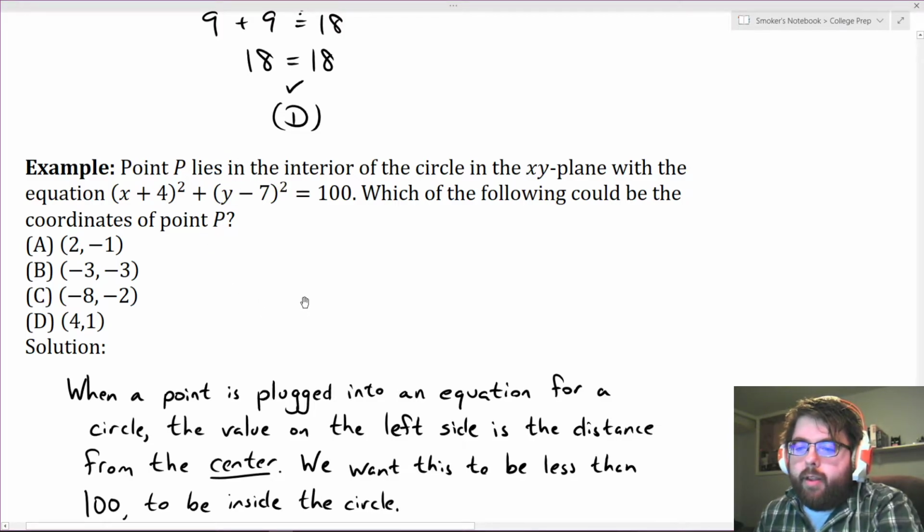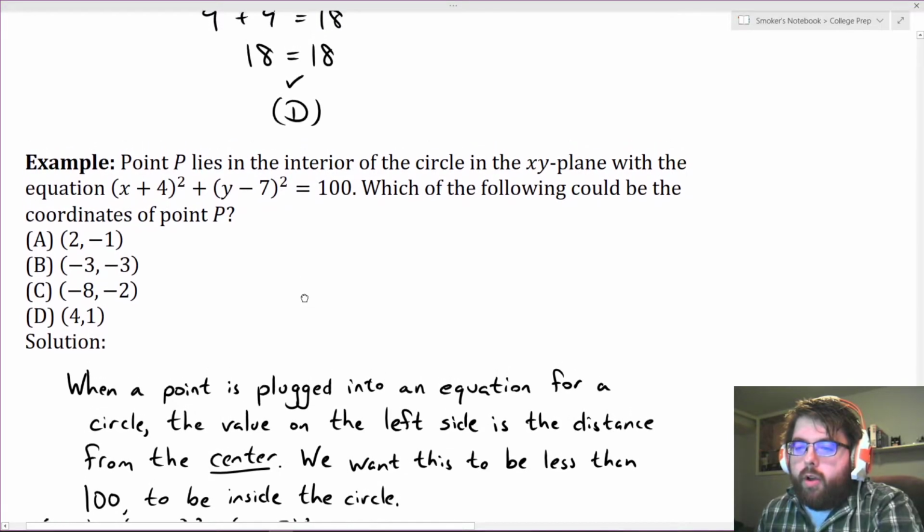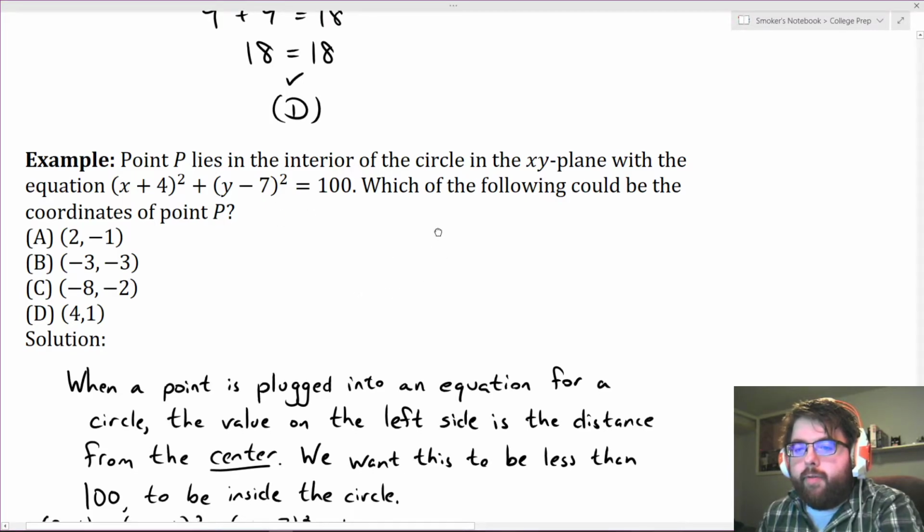Hopefully that made sense. So we're going to plug in these points for x and y and evaluate. If it's greater than 100, then it's outside the circle. If it's exactly 100, then it's not technically in the circle because it's on the circle. If it's less than 100, that's what they're asking for.